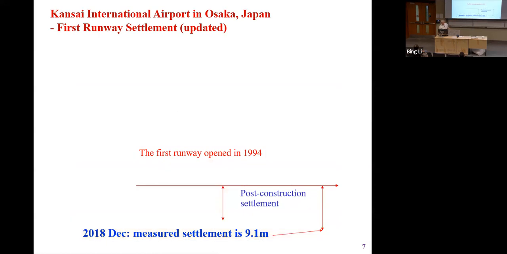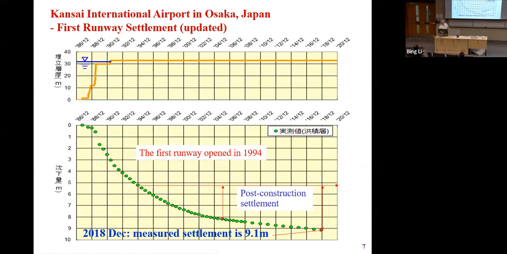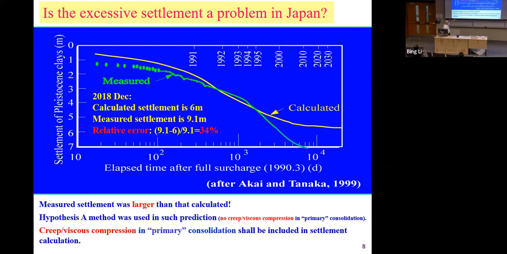I got this figure from two professors in Japan, published in 1999. According to the original calculation, the sediment up to even 2030 would be no more than 6 meters. According to the prediction, but the actual sediment is much bigger than 6 meters, even more than 9 meters, 9.1 meters. You can see the data I got from the website. So the calculated sediment was much, much smaller than the real sediment measured.